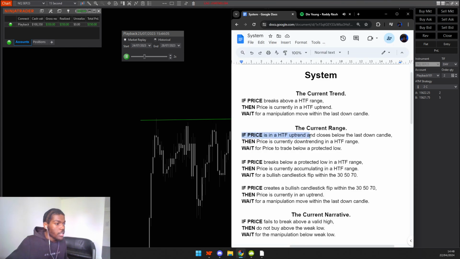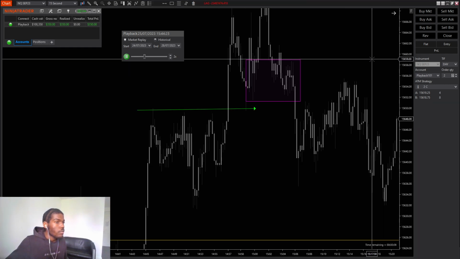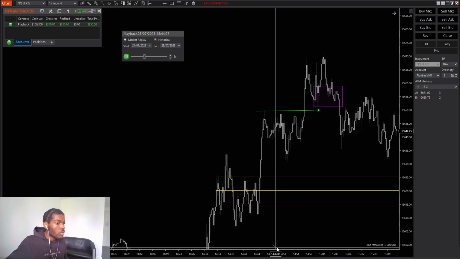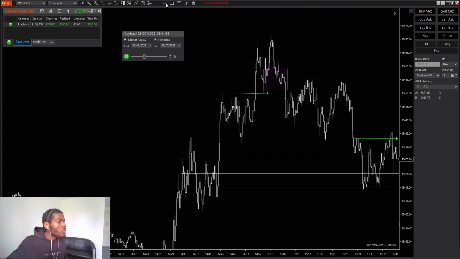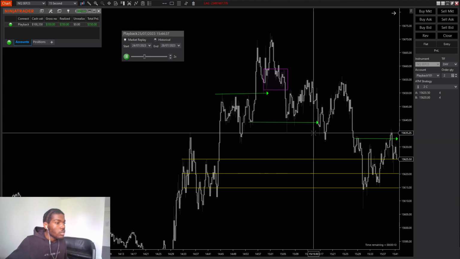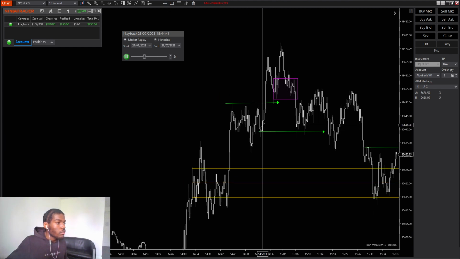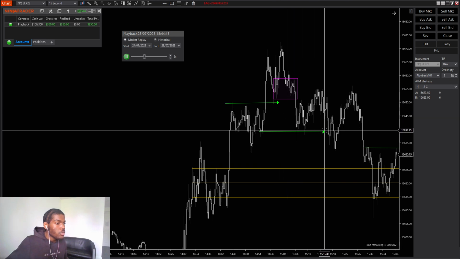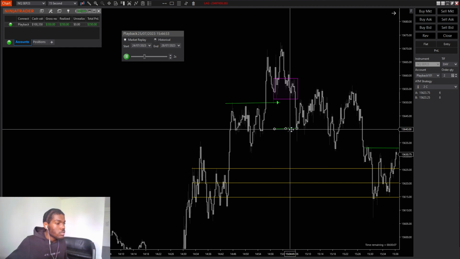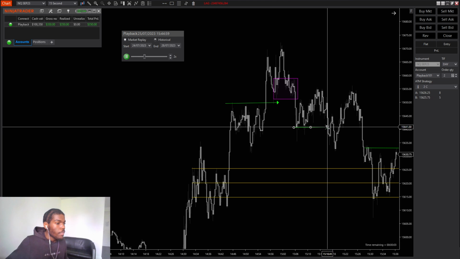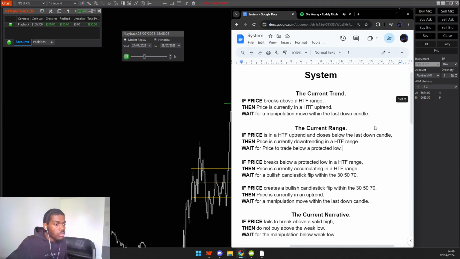Now, if price is in a higher time frame uptrend and closes below the last down candle, then price is currently downtrending in a higher time frame range. Wait for price to trade below a protected low. So where's that protected low? Nah, that's not the protected low. So I'm gonna change that wording. Not a protected low, a valid low.